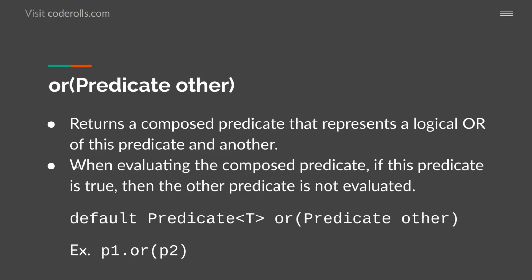And the second point says, when evaluating the composed predicate, if this predicate is true, then the other predicate is not evaluated. Because when you studied the logical OR operation, you know that if the first one is true, then no need to check the other one, because irrespective of P2, if P1 is true, the combined result will be true always. So let's check this example in Eclipse and you will understand it better.